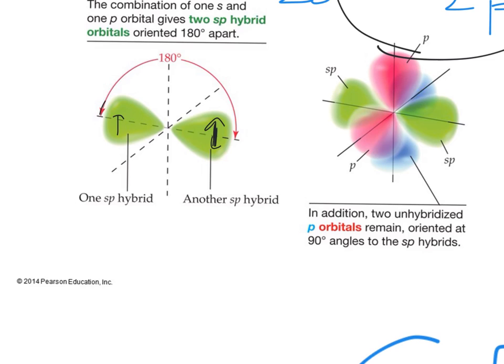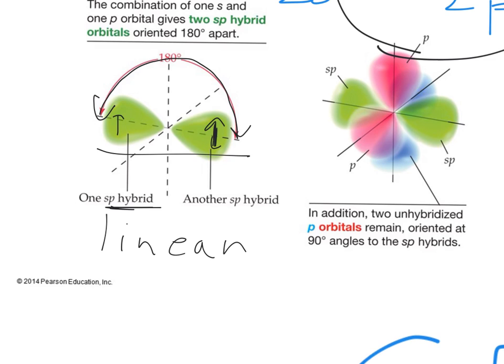The farthest we can get two orbitals away from each other in three-dimensional space is 180 degrees. This 180-degree arrangement, where our orbitals are essentially opposite each other, is referred to as linear. So we would say our sp hybrid orbitals are arranged in a linear fashion. Then we have those two sp orbitals that are 180 degrees from each other. We then have our p orbitals that are 90 degrees off that hybridization.